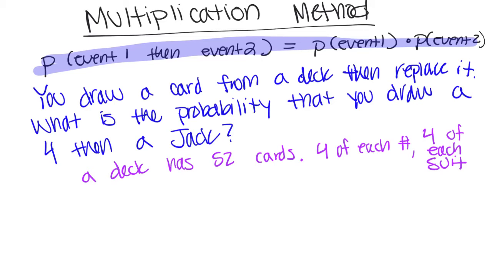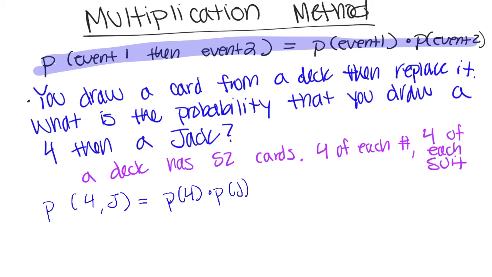Okay? So right here it says, you draw a card from a deck, then replace it. What is the probability you draw a 4, then a jack? And I just made a side note, a deck has 52 cards total, 4 of each number and 4 of each suit. So 4 of each number or face card, and then the suits are like the hearts, the diamonds, the spades, and the clubs. Okay? So we want to know the probability of a 4, then a jack, which to do the multiplication method, we're going to find the probability of a 4 times the probability of a jack.